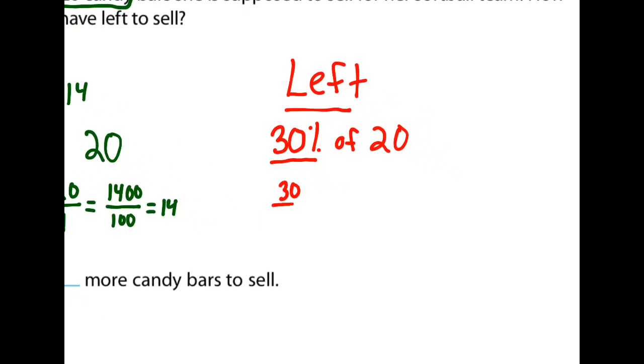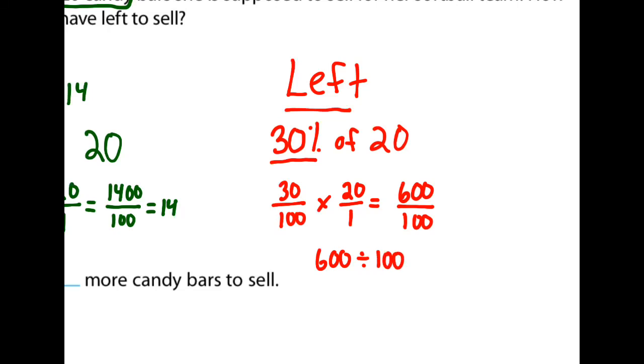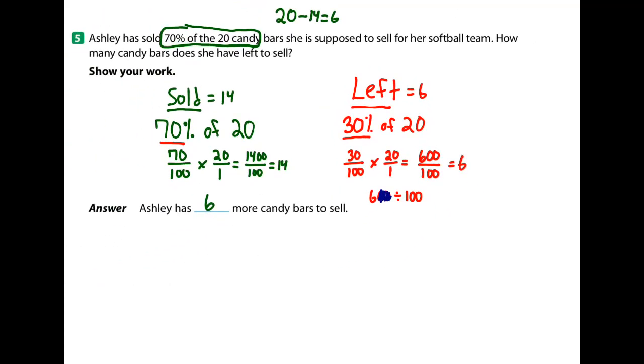30% is 30 out of 100 times 20 over 1. So 30 times 20, I do 3 times 2 is 6, and add the 2 zeros. 100 times 1 is 100. So to do 600 divided by 100, remember, you just get rid of these 2 zeros, which is 6. So that's another way you can get your answer in one shot. Ashley has 6 more candy bars to sell.